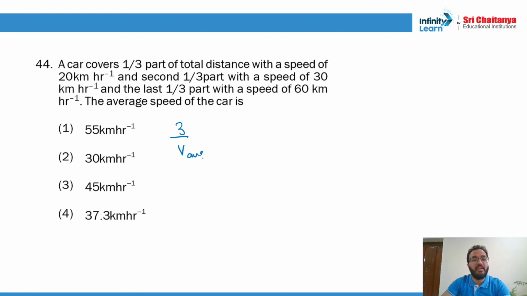Now 44. This is very simple. 3 by V average will be equal to 1 by V1 plus 1 by V2 plus 1 by V3. Right? And you will get the right answer.